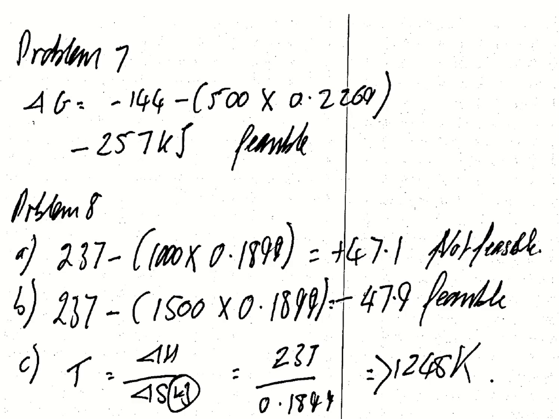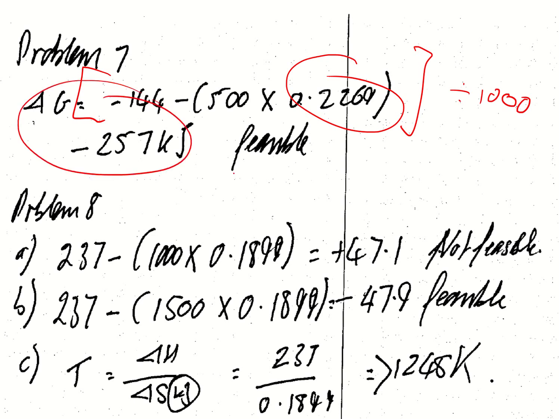Okay, so problem 7 was very simple really. They give you the delta H and the delta S. The only thing you really had to remember was to do it correctly on your calculator. Sometimes people, especially when dividing by 1,000, work out this whole thing here and then accidentally divide that by 1,000. So make sure your calculator skills are up to it. So that's minus 257. That's a feasible reaction at that stage.